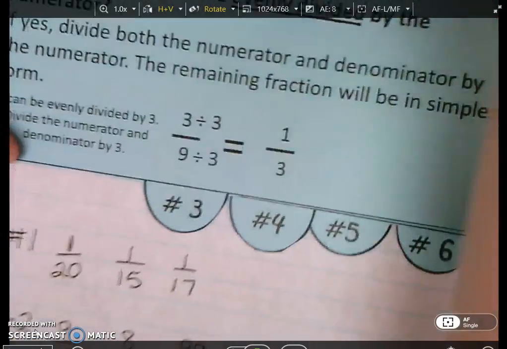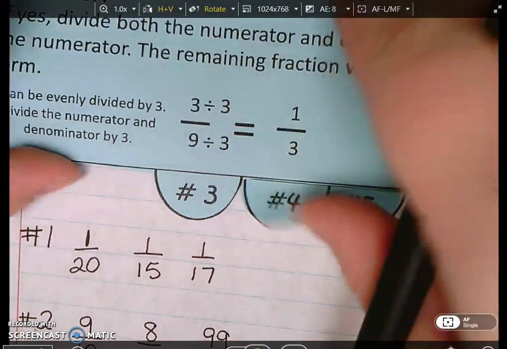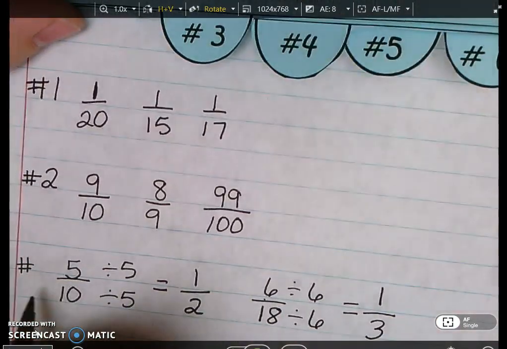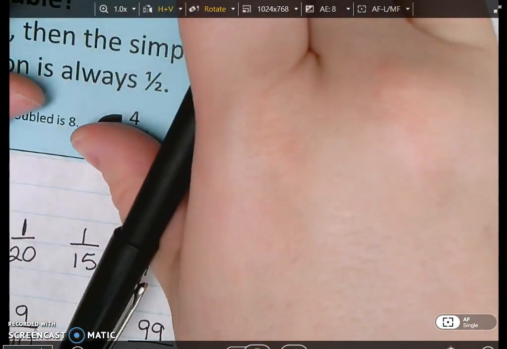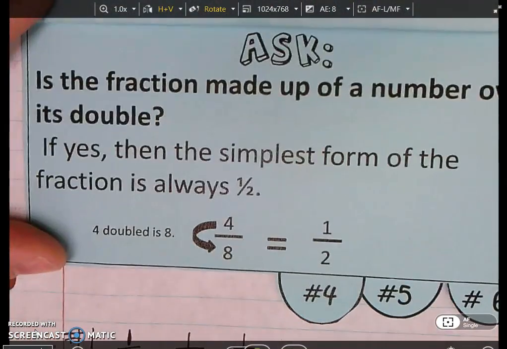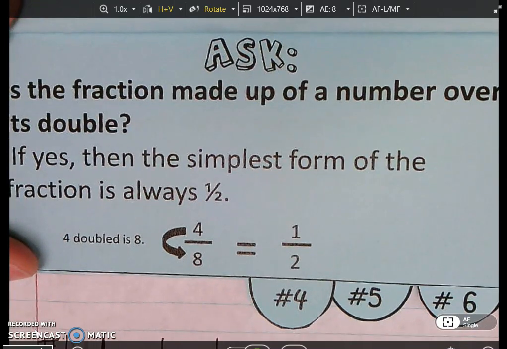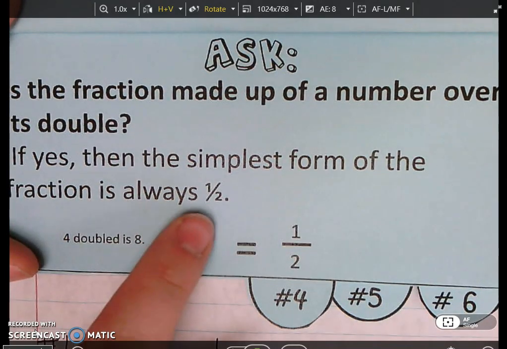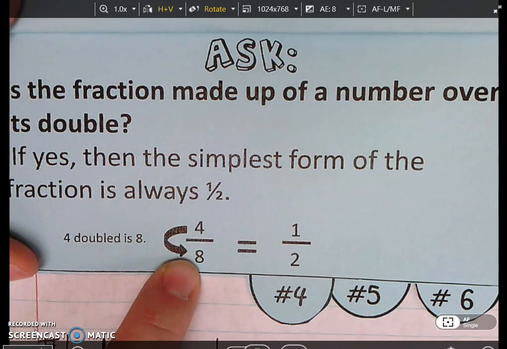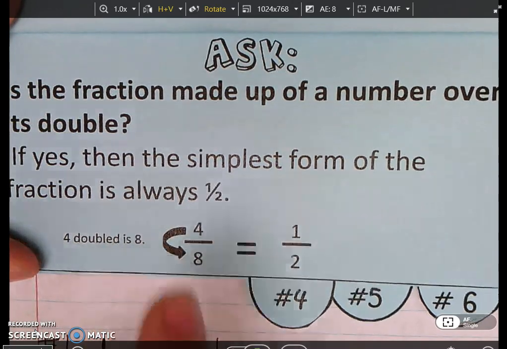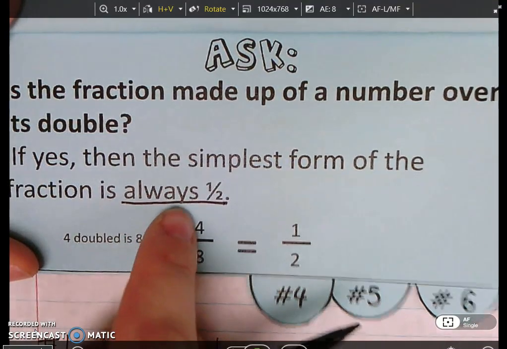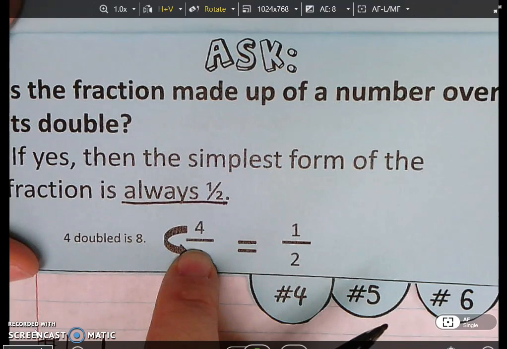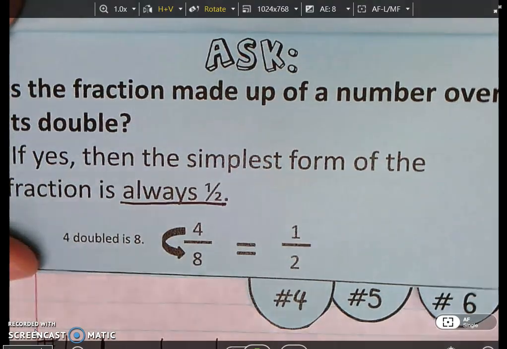All right, let's look at question number 4. Oops, I forgot to write down here. This is question number 3. So question number 4. Is the fraction made up of a number over its double? So think 4 doubled is 8. If it's made up of a number over its double, the fraction is always 1/2. And we've talked a little bit about this one. So you've got to think, is it doubled? If it is, then it is 1/2. The simplified version would be 1/2.